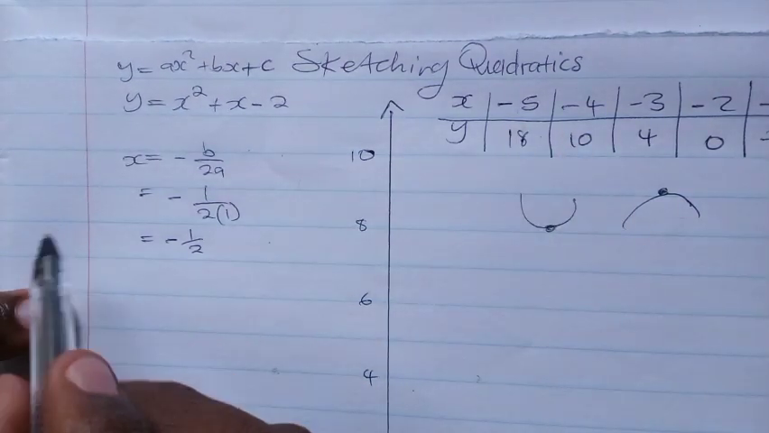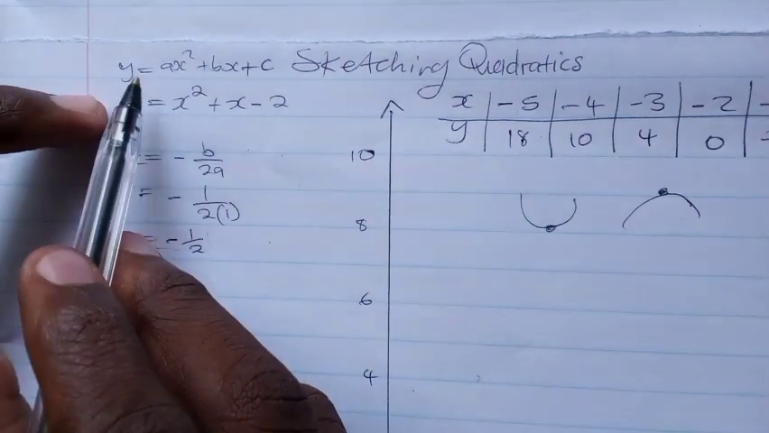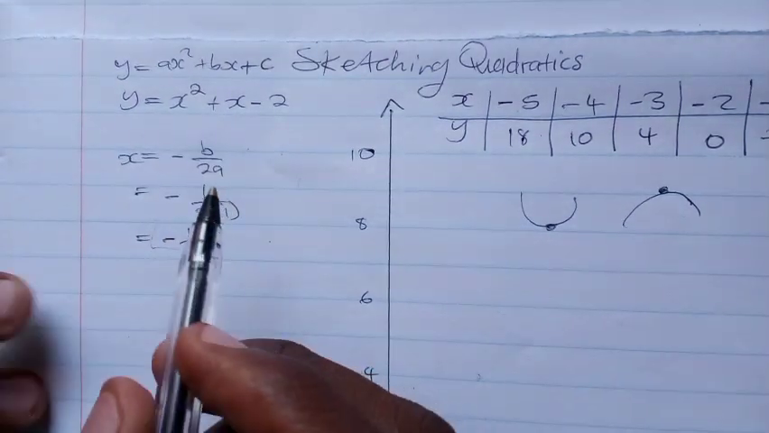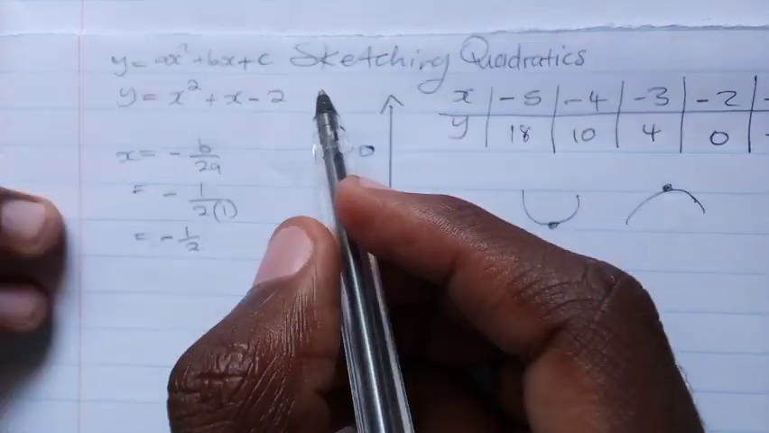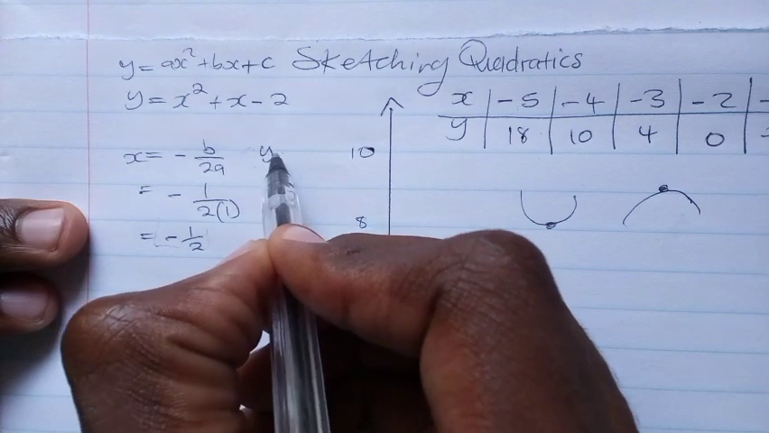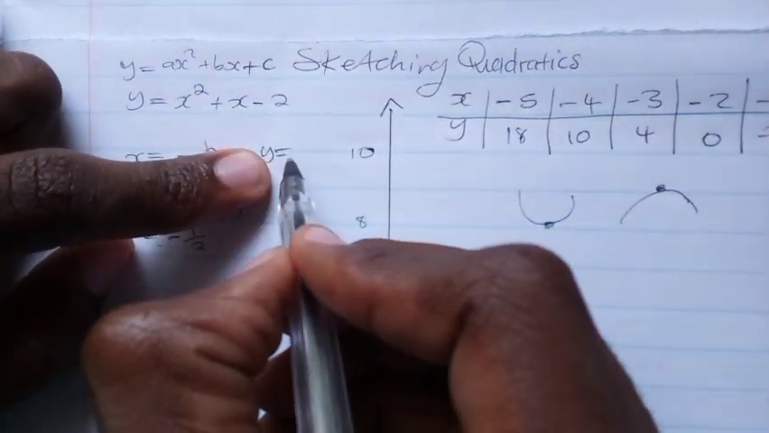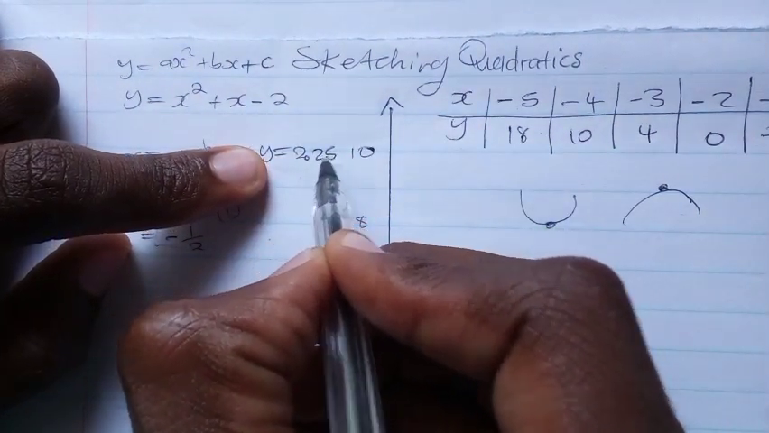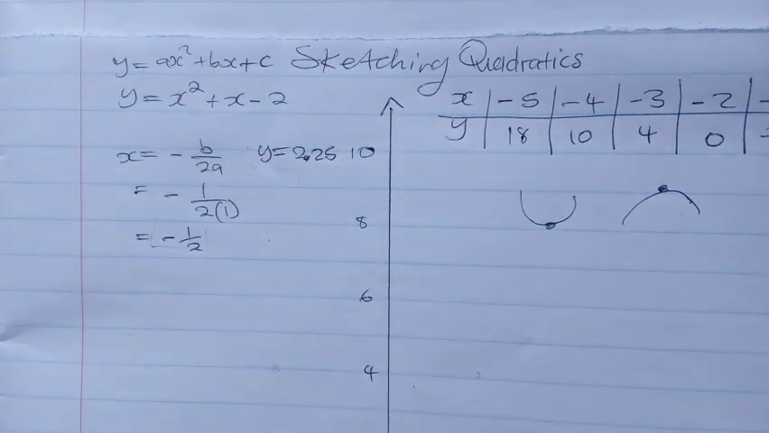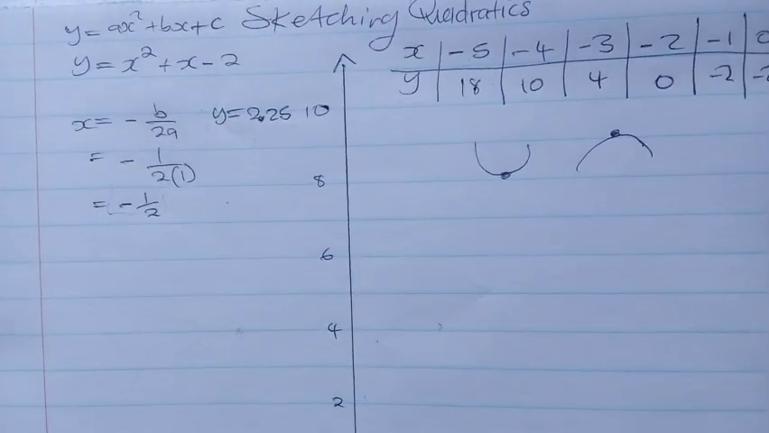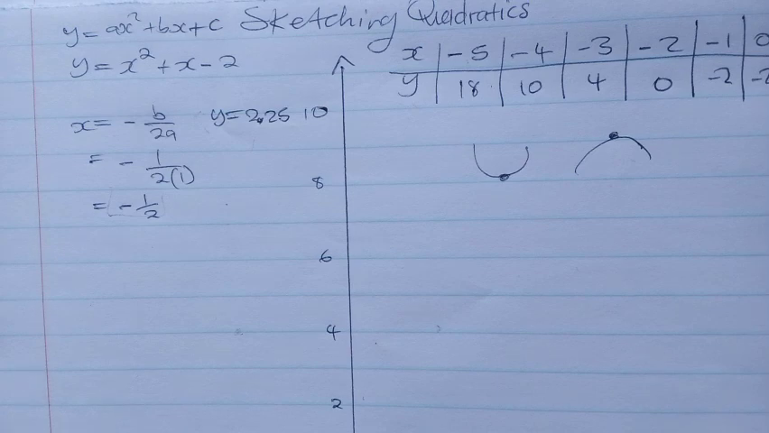For you to get the value of y, you have to substitute -half into your original equation. I've already done that for you. If you just substitute, you're going to find out that y equals 2.25, somewhere here. All of this information will now come together for us to form this graph.